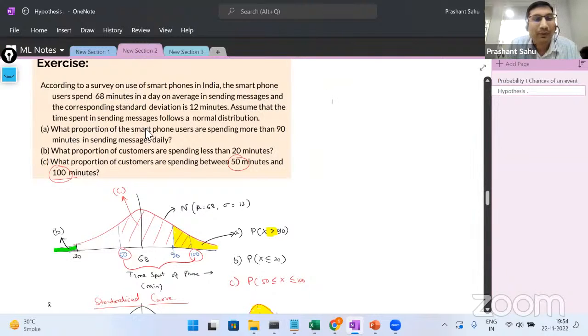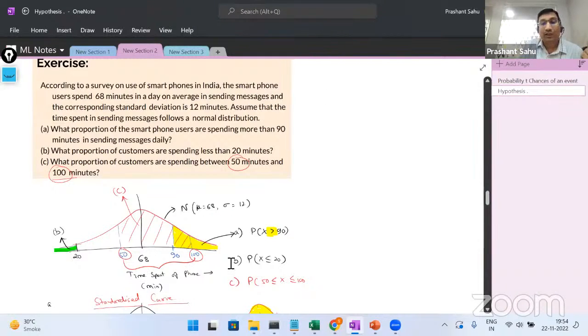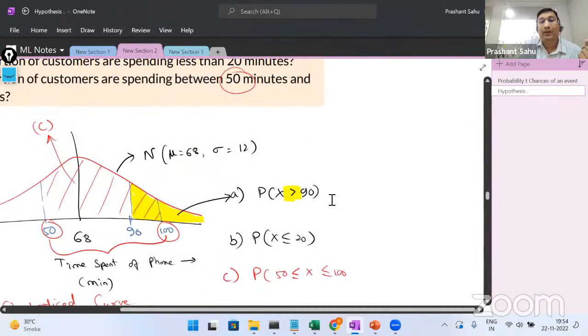So what proportion of the smartphone users are spending more than 90 minutes daily? You are looking for the proportion of smartphone users who are spending more than 90 minutes. Essentially, what is the probability that the random variable X, the time spent on mobile phone usage, can take a value more than 90? The answer is P of X greater than 90. So you are looking for the area under the curve from 90 till positive infinity.